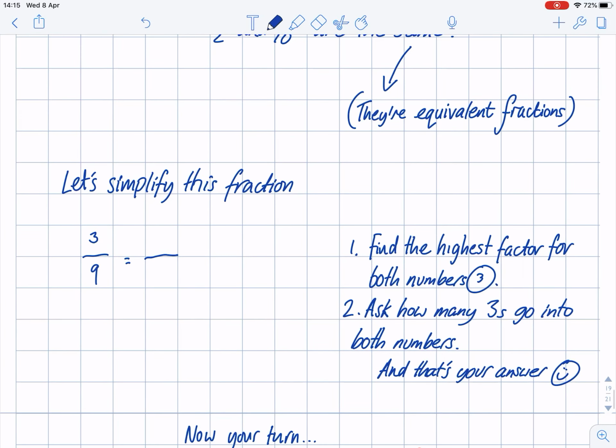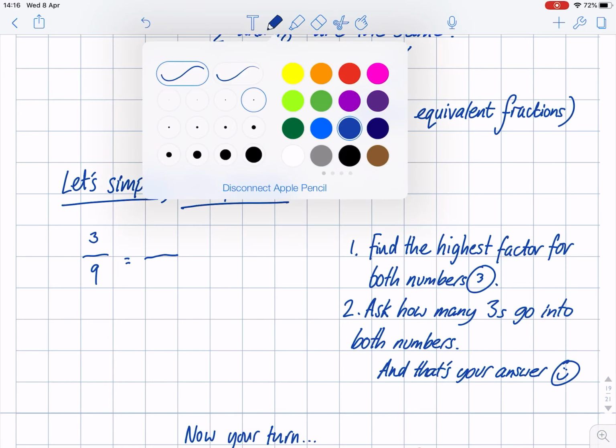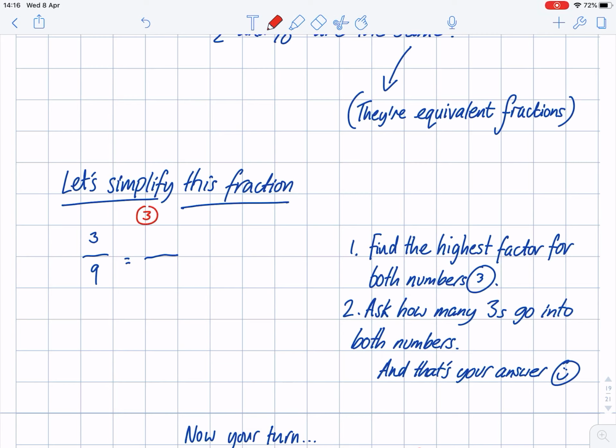So what I've said here now is let's simplify this fraction. So I've written a fraction for you here. I've written 3/9. Okay? And the way we simplify it is we find the highest factor for both numbers. So the simplest way of thinking about that is when you've got like this 3/9, think about your times table and which times table 3 and 9 are both answers in. Okay, and I put it here on the right. Find the highest factor for both numbers, it's 3. Okay, so once you've found that, let's put it in red so we don't forget it. So that's the highest factor. That's the number that goes into 3 and it goes into 9.